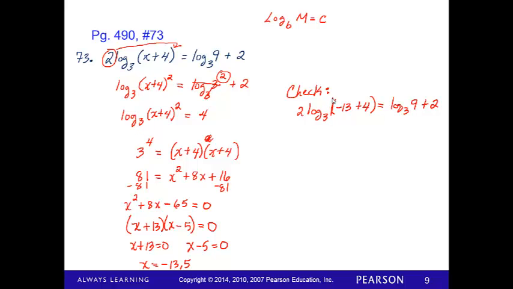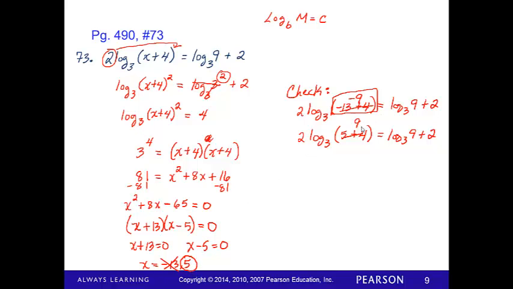Now this check is really this piece right here. You just want to make sure that your argument will always be positive. Well, this is going to come out to be negative 9, and you cannot have an argument that's negative 9. So x equals negative 13 is not a solution. Let's do the same thing with 5. Okay, so 5 plus 4 is 9, and I can have a positive inside my argument. Therefore, I'm going to assume that this is the correct solution. So x equals 5 is our answer.